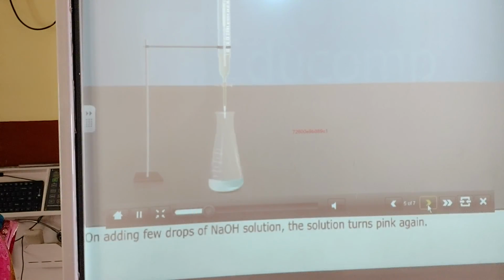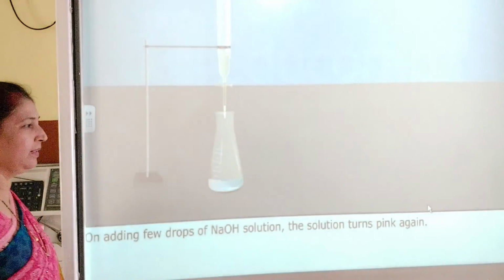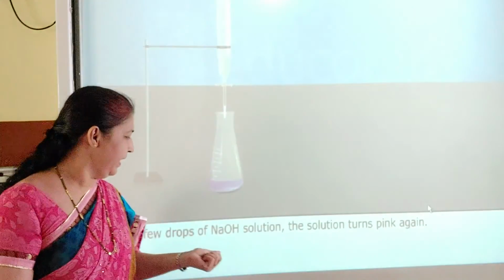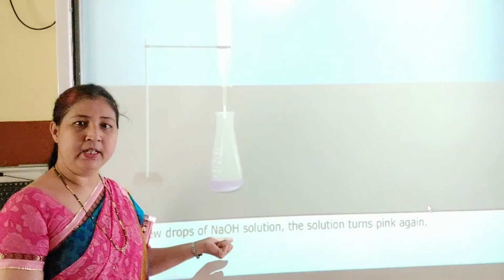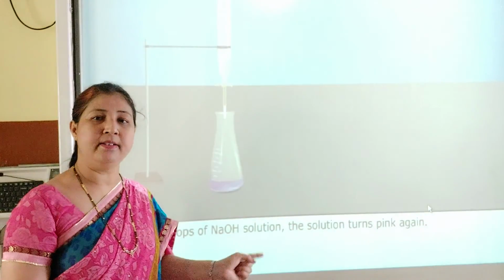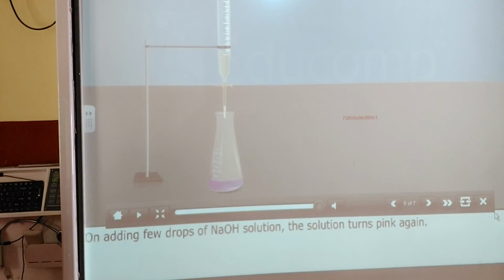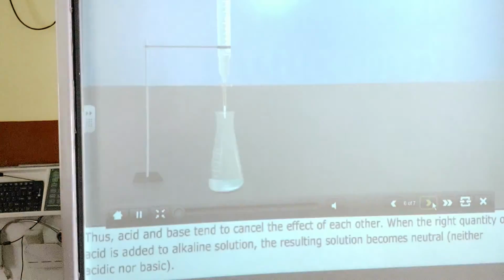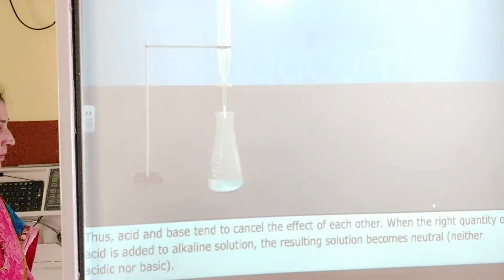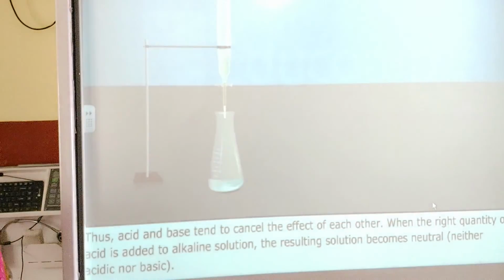On adding a few drops of NaOH solution, the solution turns pink again. So again we added the sodium hydroxide solution, and the solution turns pink when the base is added. Thus, acid and base tend to cancel the effect of each other. When the right quantity of acid is added to alkaline solution, the resulting solution becomes neutral, neither acidic nor basic.